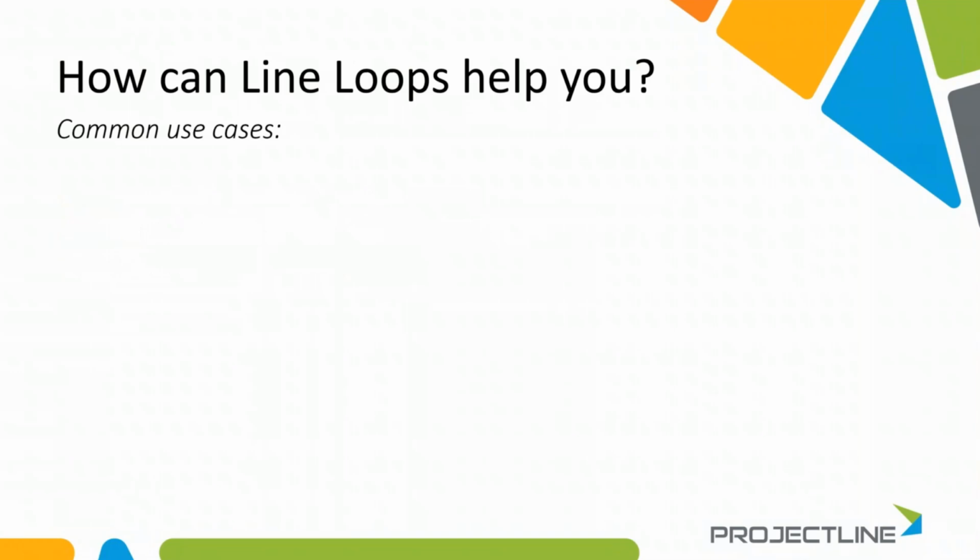So what are some common use cases and how can line loops help you? Number one, it can check for missing data. Like I said earlier, let's say we have a sales order, and for whatever reason, we forgot to put some information on a row. Well, a line loop is literally going to loop through every single line on that document to check if there's missing data. But it can also check for incorrect data.